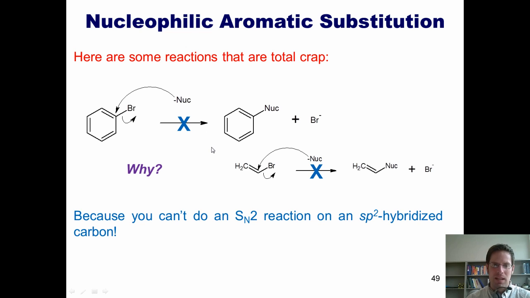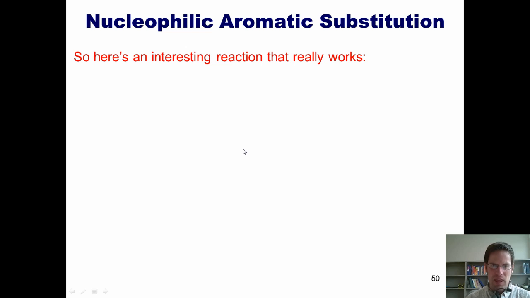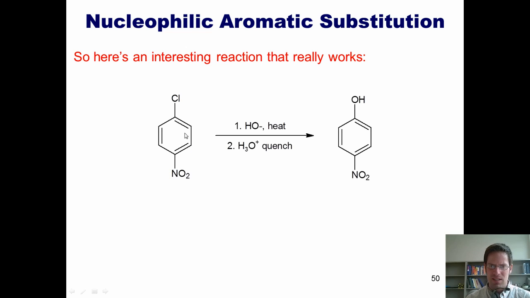Why? Because you can't do an SN2 reaction on sp2 hybridized carbon. Too much electron density here. You can't do it on sp hybridized carbon either, only on an sp3 hybridized carbon. So these reactions will not work. Nevertheless, we still see that this reaction occurs. Do you see this? I can take a chlorine and replace it with an OH. That actually does occur. So what in the world is going on here?